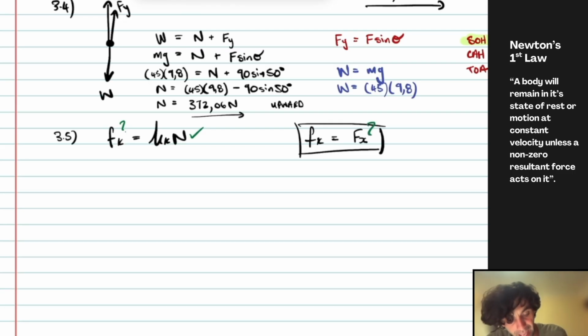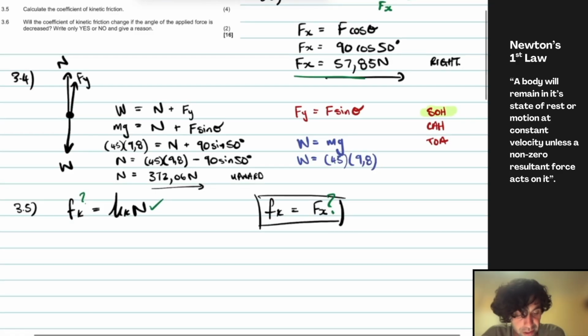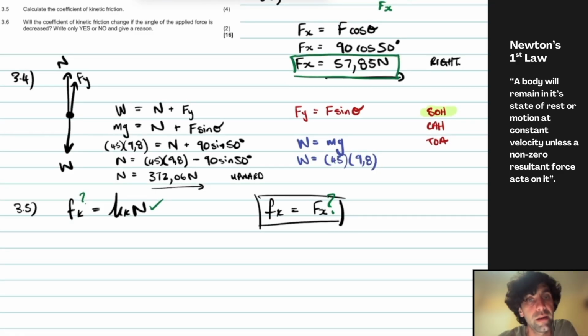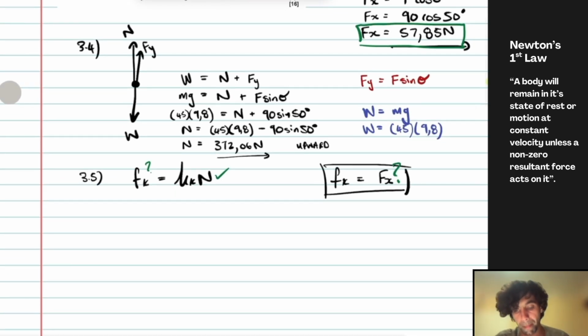And do we have this Fx? We 100% do. We calculated it earlier. It's 57.85 newtons. So we can say that Fk is equal to 57.85 newtons. And if you wanted to be more precise, you could say it's acting to the left. You could make this a negative value.